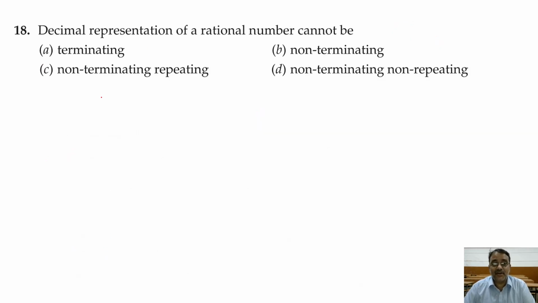Decimal representation of a rational number cannot be terminating, non-terminating, non-terminating repeating, non-terminating, non-repeating. Non-terminating, non-repeating. Option B. Very good. Non-terminating, non-repeating, because this is an irrational number. Okay, this should not be in it. Now we'll move toward question number 19.